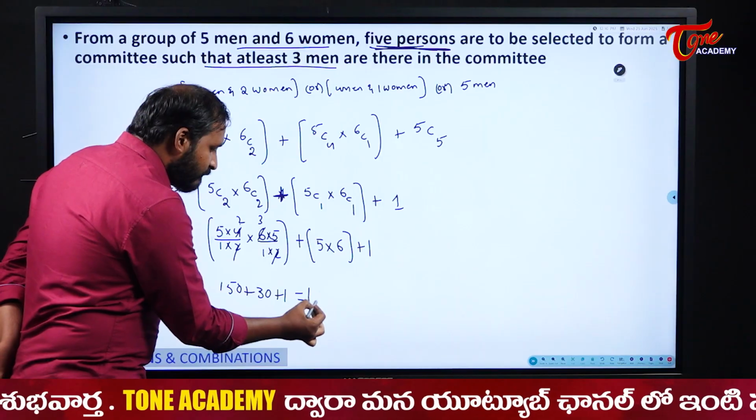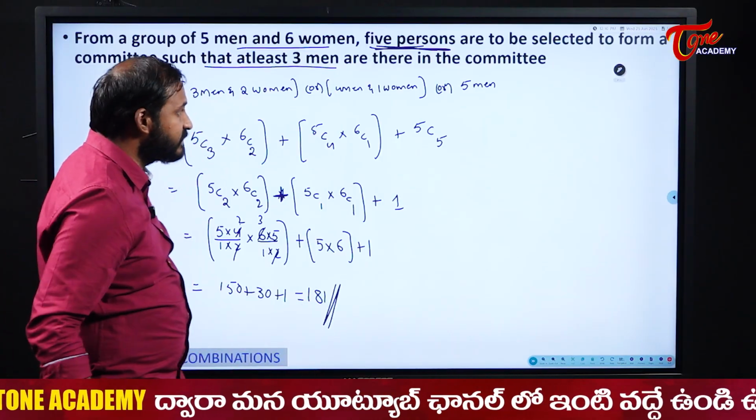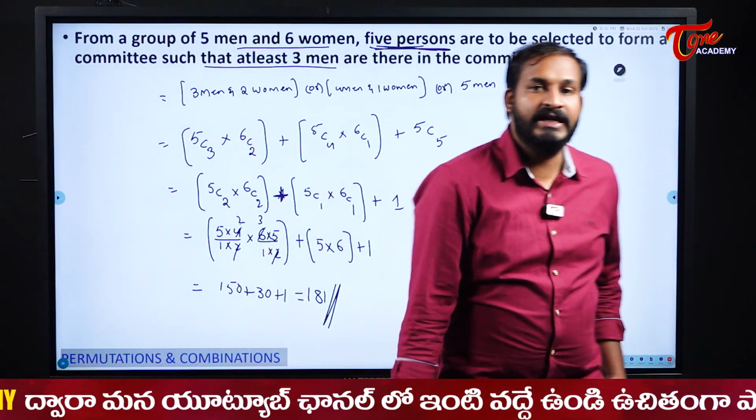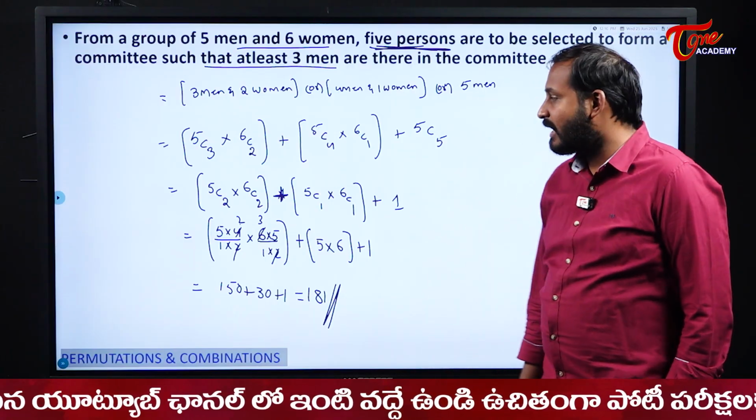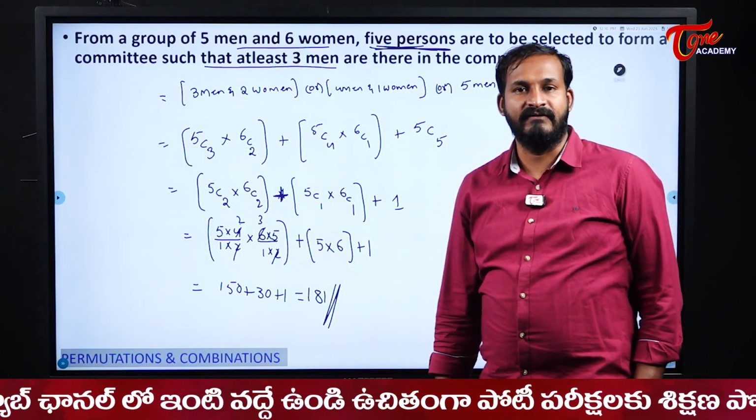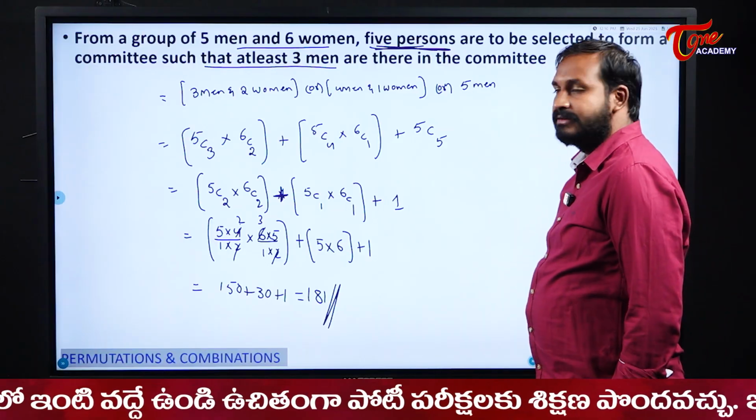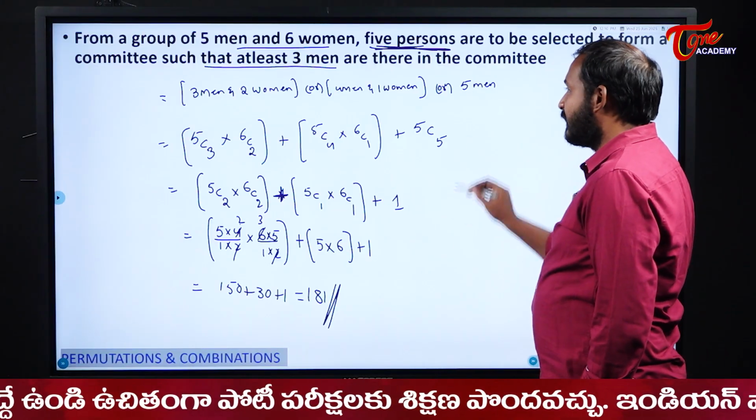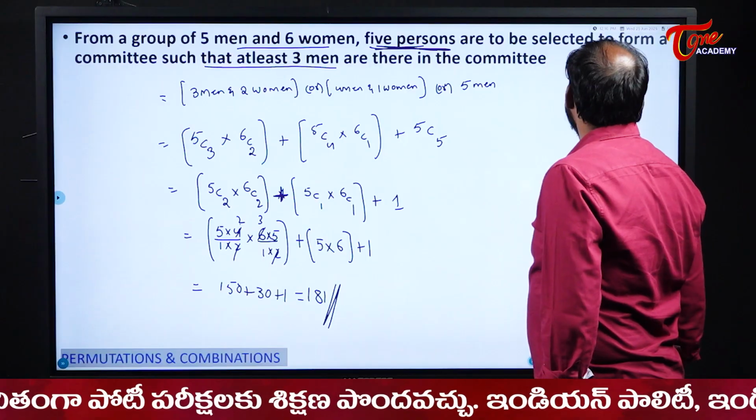So overall it becomes what? 181. So in how many different ways can I form the committee? In 181 different ways we can form the committee, such that at least 3 men are there in that committee.